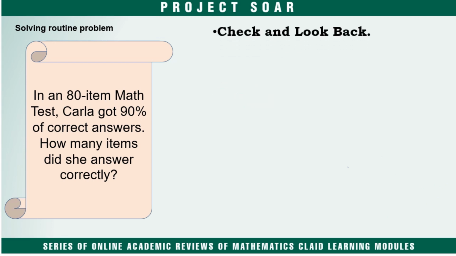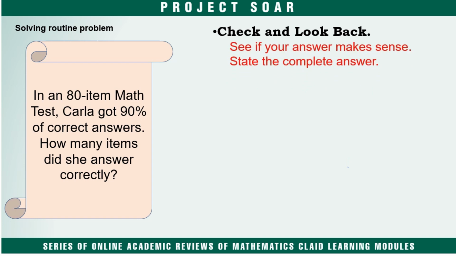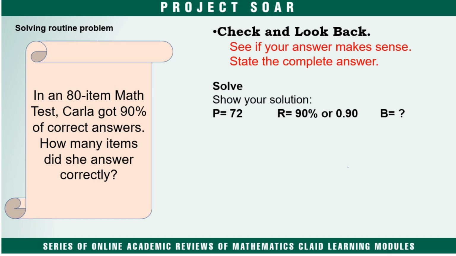The last step is we are going to check and look back if our answer is correct or not. See if your answer makes sense and state the complete answer. This time, we are going to use the other formula. We are going to find the value of base. So percentage is 72, rate is 90% or 90 hundredths. Hence, using our formula, percentage divided by rate.